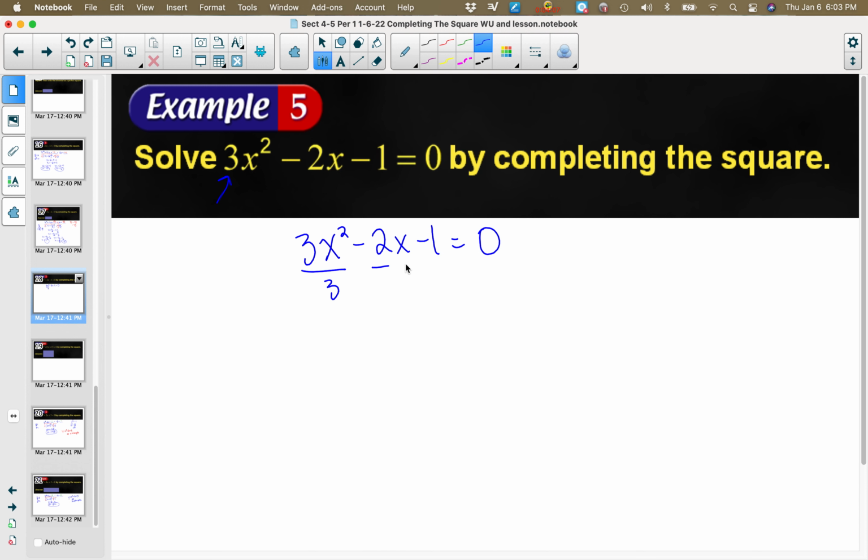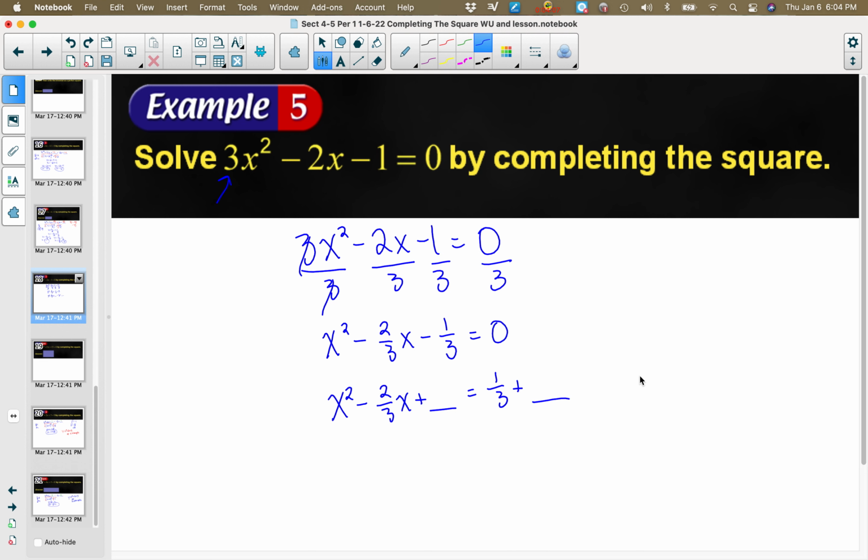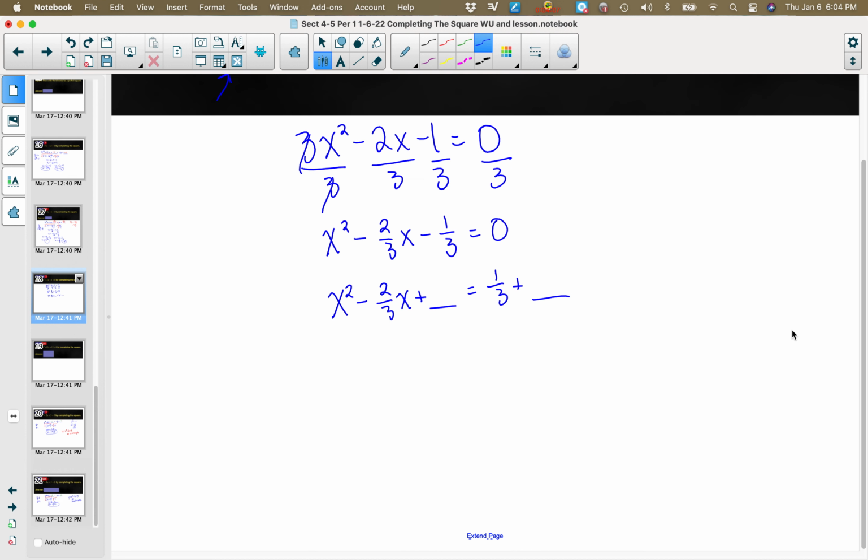So basically I'm dividing everything by 3, including the 0. That's going to cancel these, and I'm left with x squared minus 2/3 x minus 1/3, and it's still 0. Next, we're going to do just like we did before, except we have fractions. So we're going to have x squared minus 2/3 x plus a blank equals, I'm moving the 1/3 to the other side, plus blank. Okay, so it's the same setup. It's just you have fractions. If you need to, though, you do have a calculator.